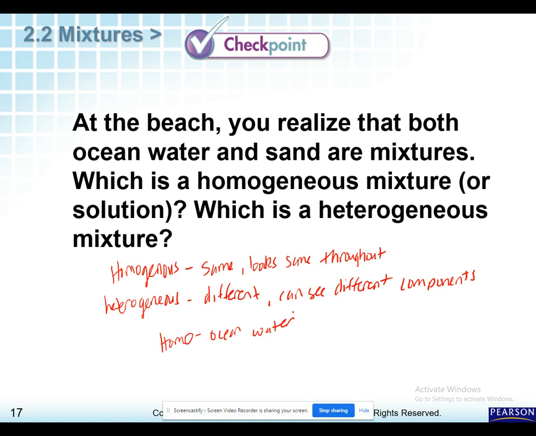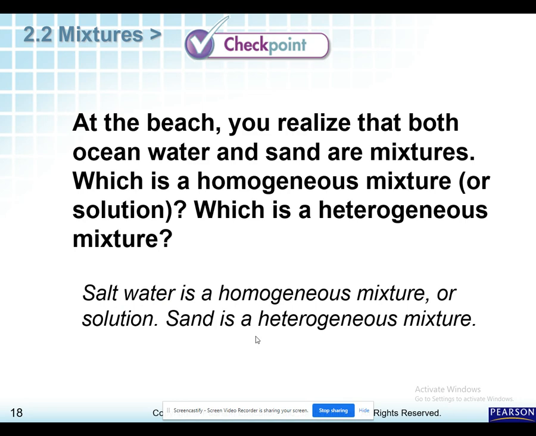Whereas sand, if you look at sand, you can see different colors in it. You can see some black particles, some brown particles, and some clear crystal particles. And since you can see the different parts of it, sand is considered a heterogeneous mixture. So salt water is homogeneous and sand is heterogeneous.